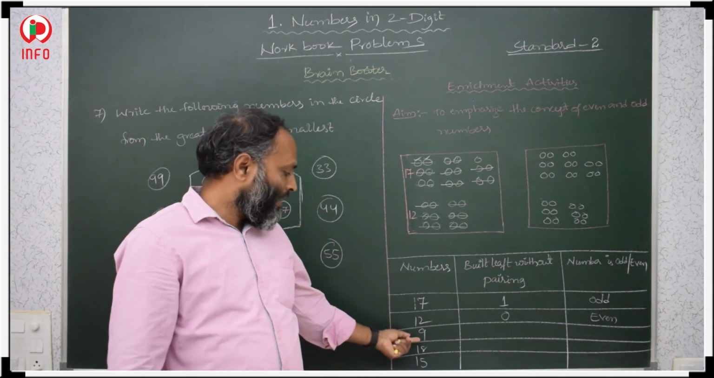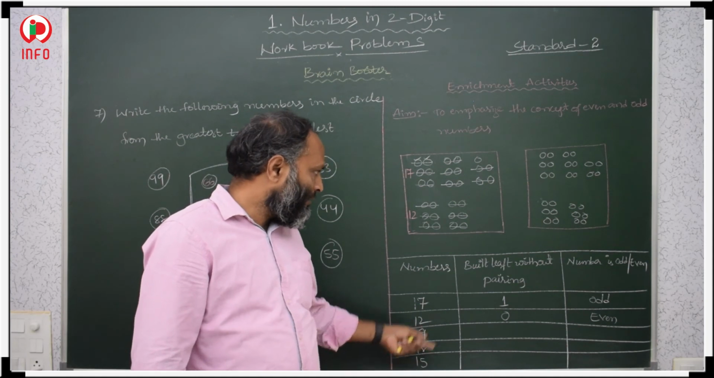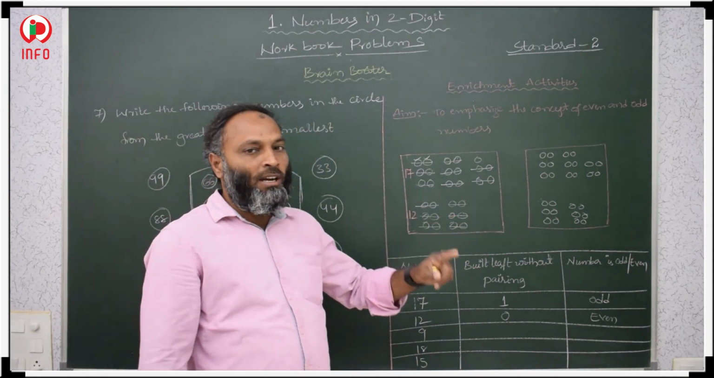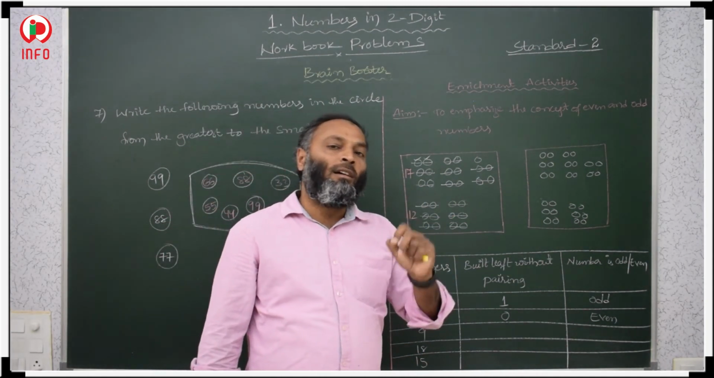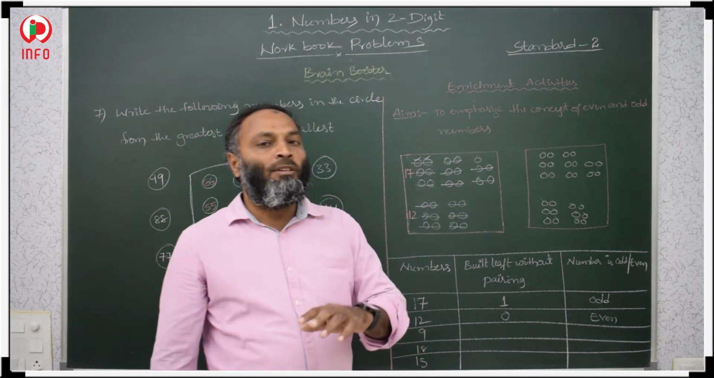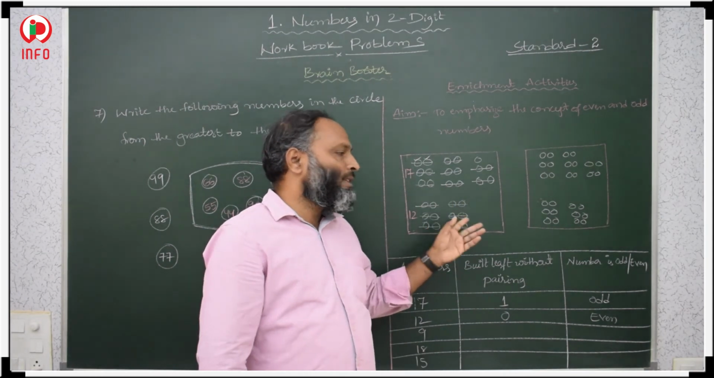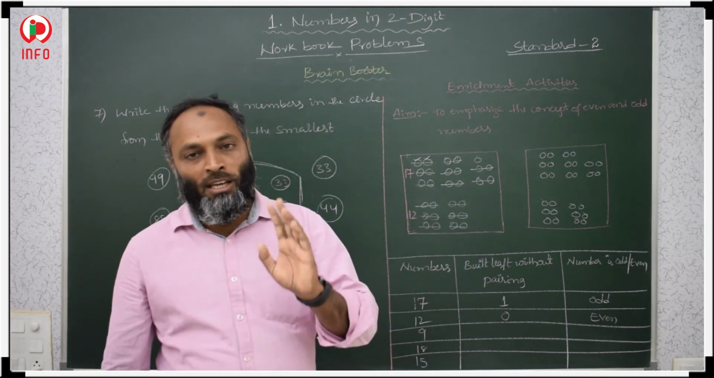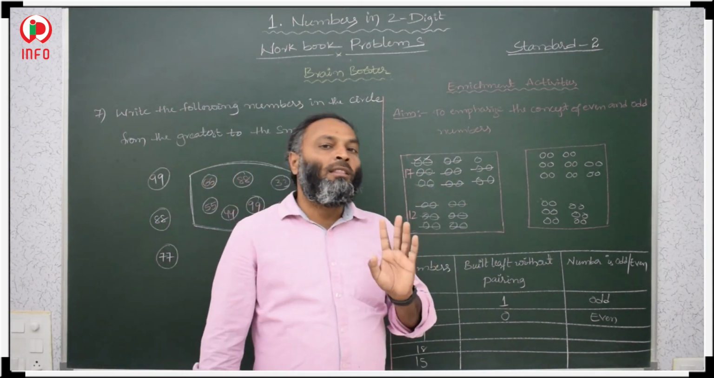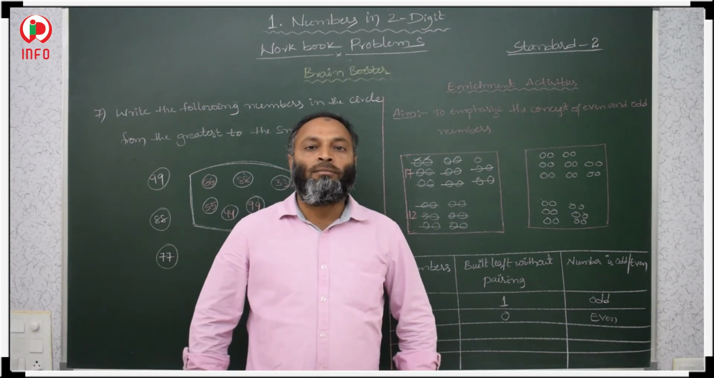In the same way, take 9, 18 and 15, do the activity, and find whether the number is even or odd. In this way we get to know whether the number is even or odd. If a bindi is left, then the number is odd. If no bindi is left, then the number is an even number. Okay? Thank you.